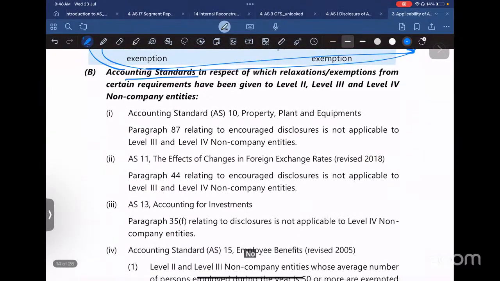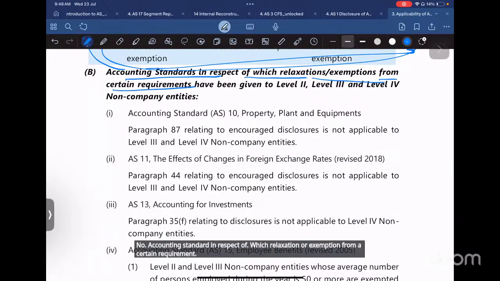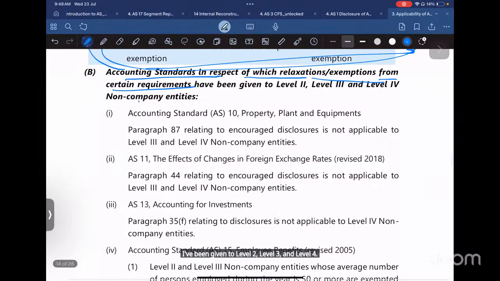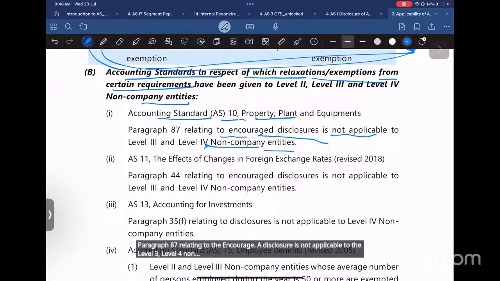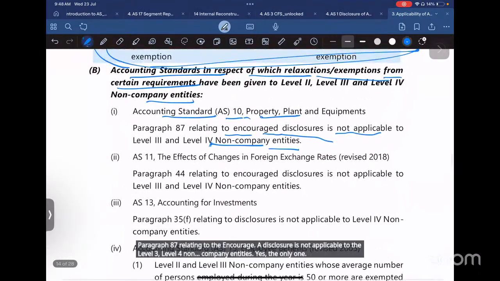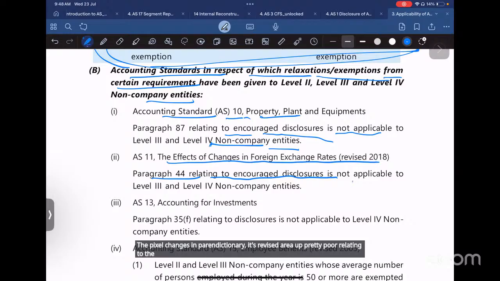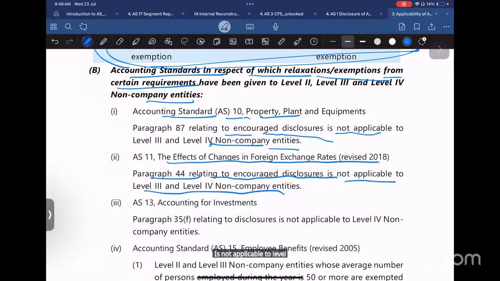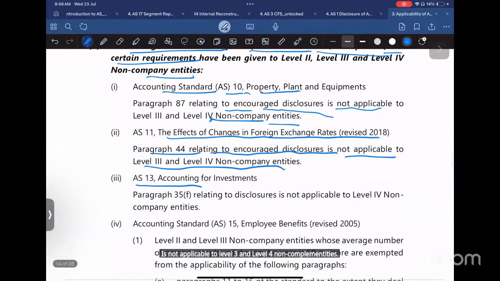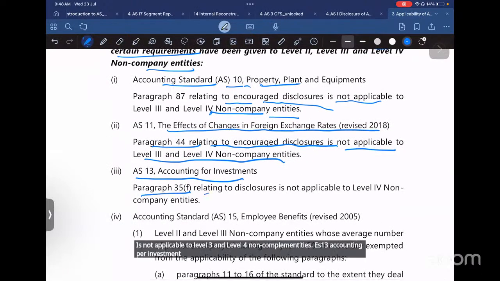Now, accounting standards in respect of which relaxation or exemption from certain requirements has been given to level 2, level 3, and level 4 non-company entities. AS10, property, plant and equipment: paragraph 87 relating to the encouraged disclosure is not applicable to level 3 and level 4 non-company entities. AS11, the effects of changes in foreign exchange rates: revised paragraph 44 relating to the encouraged disclosure is not applicable to level 3 and level 4 non-company entities. AS13, accounting for investment: paragraph 35 relating to the disclosure is not applicable to level 4 non-company entities.